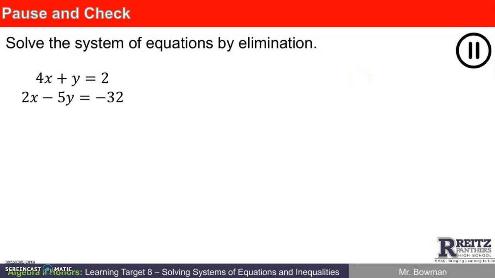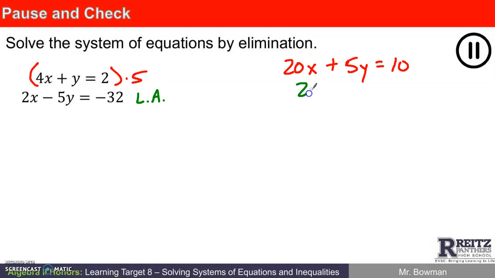I see two ways you could do this at least. The way that I immediately locked onto was the idea that if I multiplied the top equation by 5, and if I left alone the second equation, I would get y terms that cancel, 5y and negative 5y. So that's my plan, and it may not be the same plan you had, but let's check it out, see if we didn't end up in the same place. So I've got 20x plus 5y equals 10, and the second equation that I didn't touch, 2x minus 5y equals negative 32.